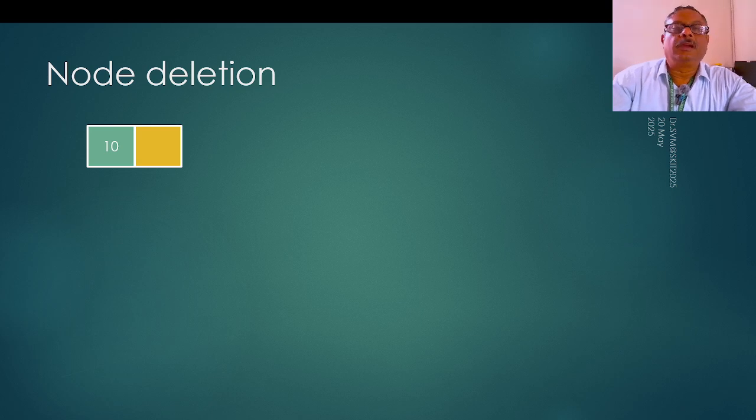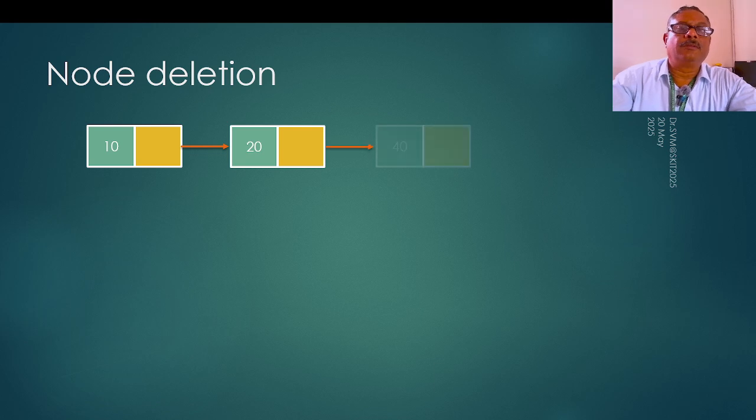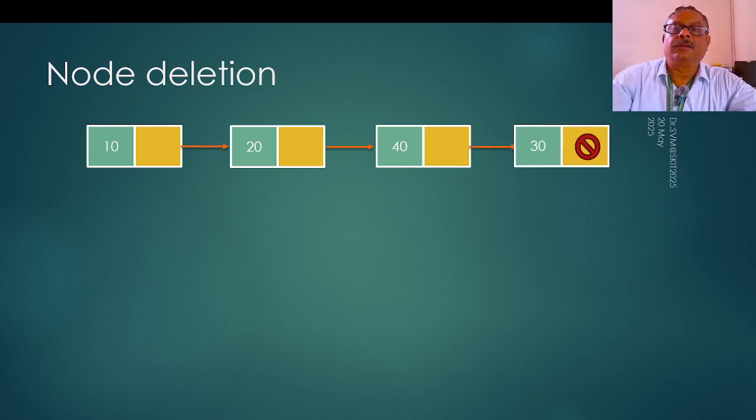So we have a linked list with the first node having a value 10, the second node having value 20, the third node having value 40, and the fourth node having a value of 30. This linked list we had just created in our previous session by inserting a node with value 40 at this given position. Now we would like to delete this node which has a value 40.